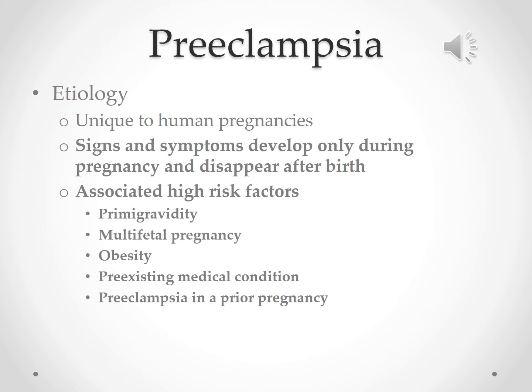Now, preeclampsia, it's unique to humans, okay? Not just mammals, or at least we've never seen it in any other mammal outside of human pregnancies. Because preeclampsia is a condition that develops after 20 weeks of pregnancy and it has the proteinuria, it stands to reason that the signs and symptoms are only going to show up during pregnancy.